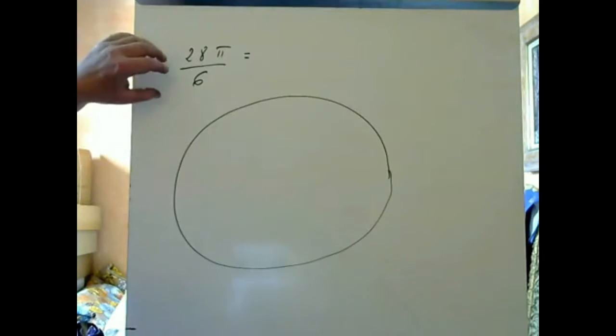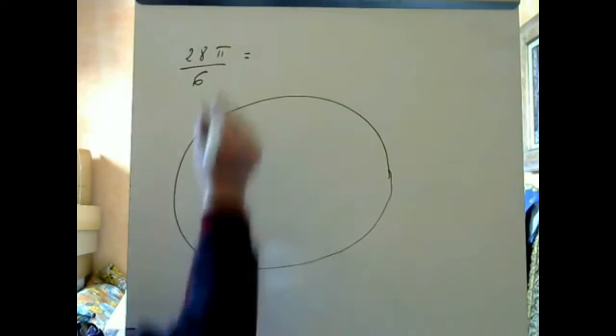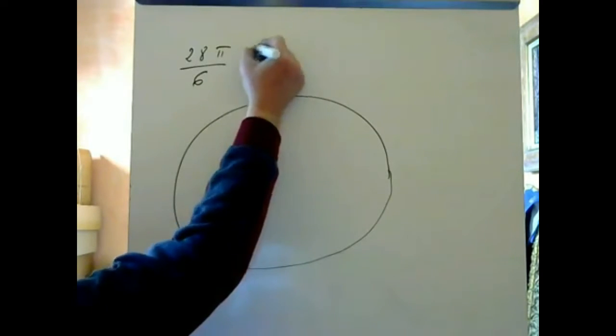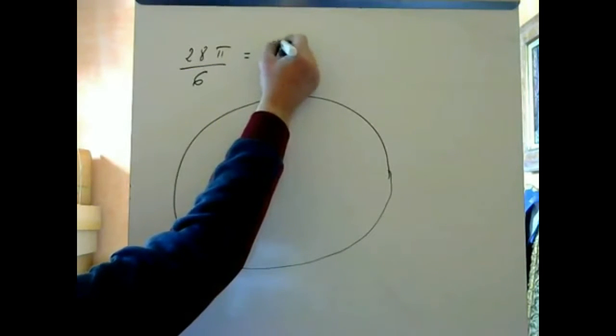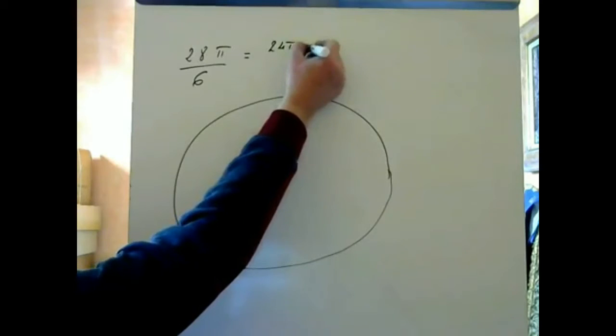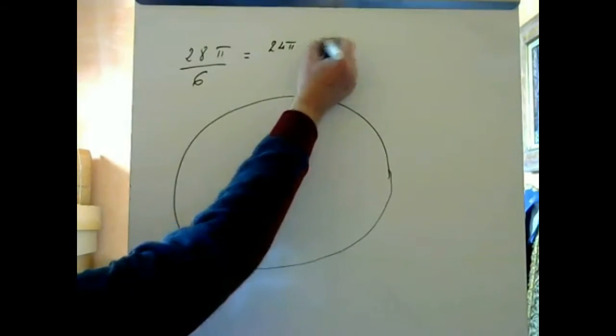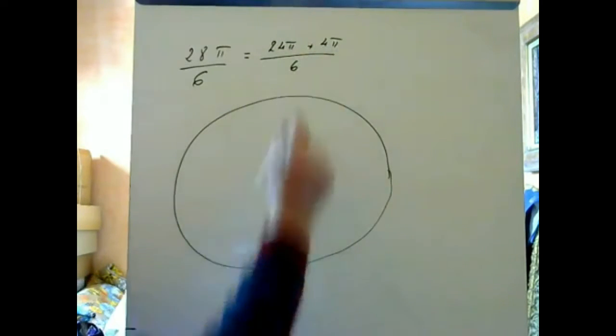So what I will do, I will find the closest multiple of 6 to 28. 4 times 6 is 24, 5 times 6 is 30. So I will take 24. 4 times 6 is 24. And I will say this is 24 pi plus 4 pi over 6.